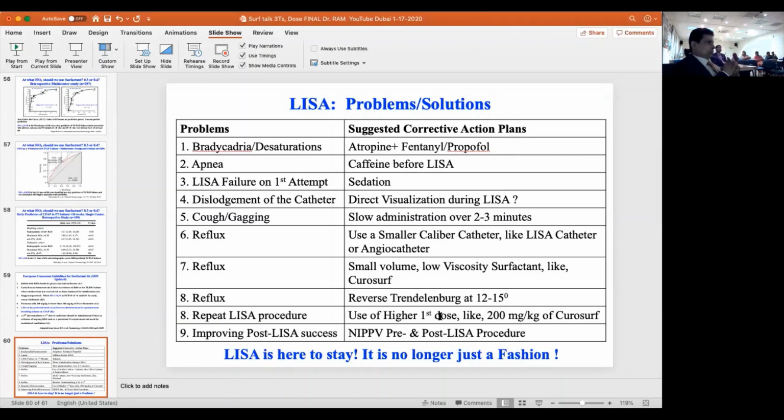Repeat LISA procedure: if you use a higher dose, you don't have to repeat it that often. And finally, you can improve LISA success if you manage babies post-LISA with NIPPV. So I think LISA is here to stay. It's no longer just a fashion. It has been shown in randomized controlled trials to be beneficial compared to the INSURE technique that we've been using. I hope you're all using the LISA technique, or at least should evaluate it.